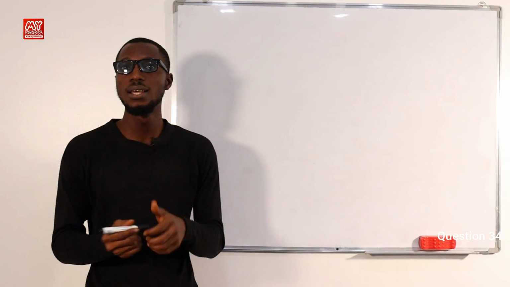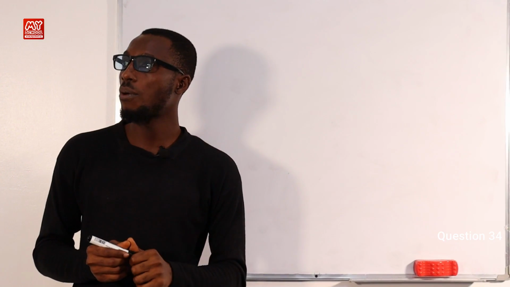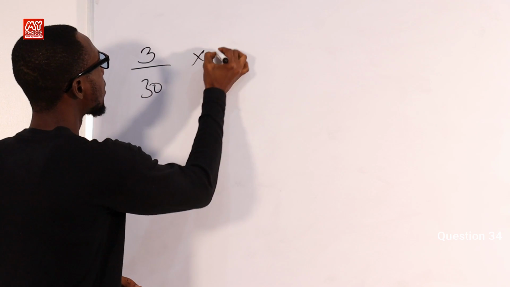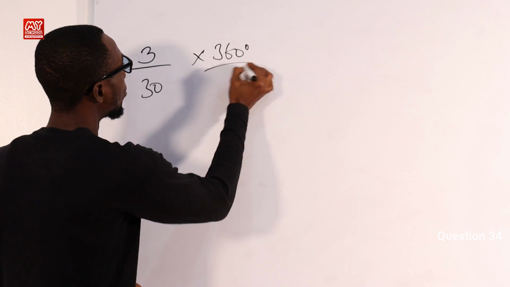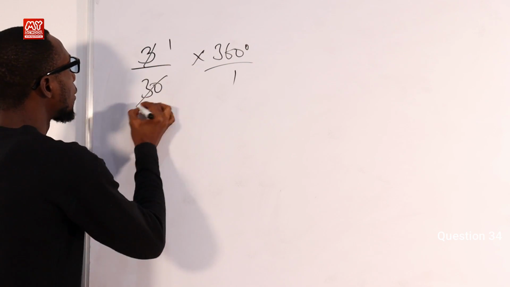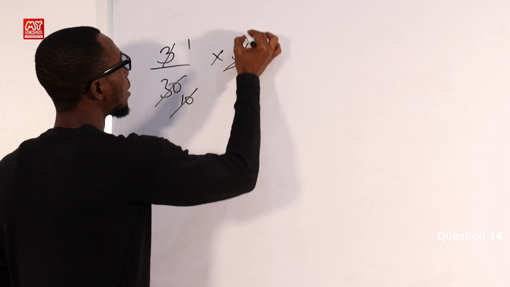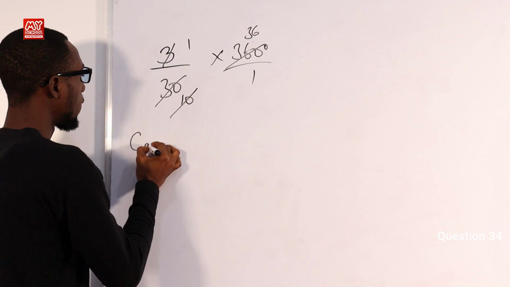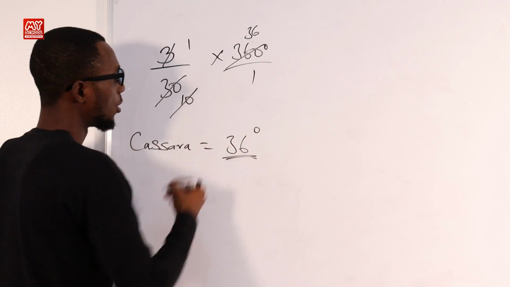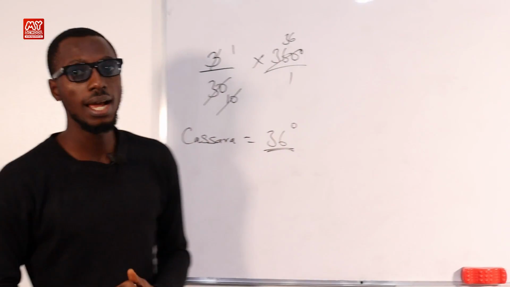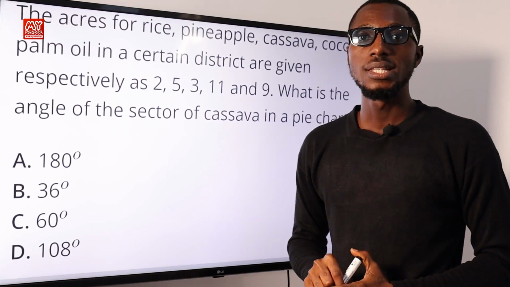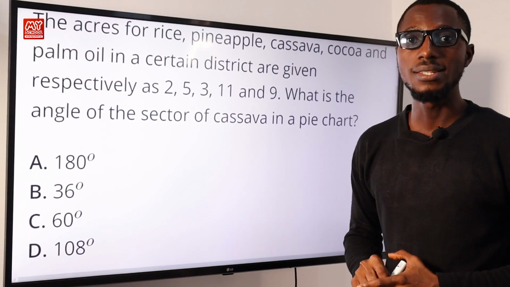Already we've seen that the acres allotted for cassava is 3 over the total acres, which is 30, times 360. We're asked to find the angle allocated for it on a pie chart. So we have 3 into 3 is 1, 3 into 30 is 10, 10 into 10 is 1, 10 into 360 is 36. So we can see for cassava, the angle is 36 degrees. Let's go back to the screen and select the correct option. Option B, 36 degrees, is the correct option.